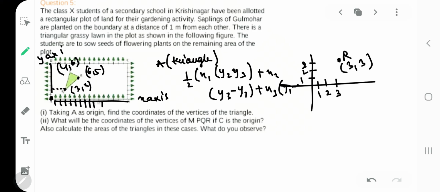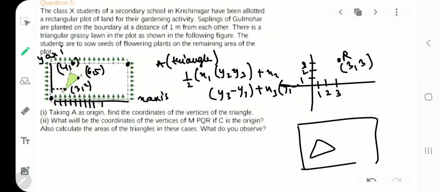Now you have to take C as an origin. Here, C, you have to take the graph reversed, and then you have to calculate the coordinates and find the area. So my dear kids, you have to reverse your graph. The triangle was something like this. You took the origin like this. This was the origin. A was the origin before.